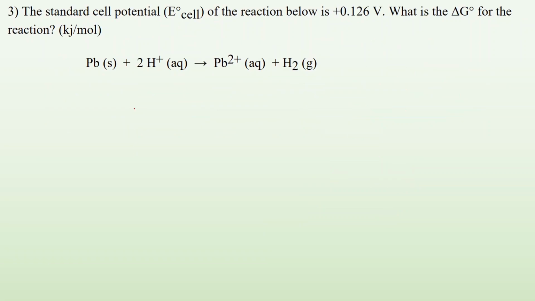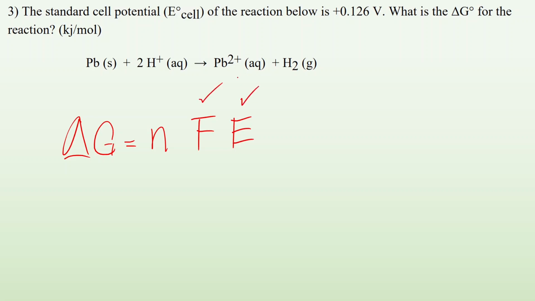Number 3, the standard cell potential of the reaction below is positive 0.126 volts. What is the delta G naught for the reaction in kilojoules per mole? We know that delta G equals negative nFE. They told us the E, the F is a constant, and we're trying to find delta G, so we also have to figure out how many electrons are being transferred. Pb is going from 0 to +2, so I know that's a 2 electron process. The 2 hydrogens are going from +1 to 0, and that happens 2 times. Sometimes you can get away without breaking down the half reactions and just look at the equation. This one, I'm able to do that. I can see that there are 2 electrons being transferred.